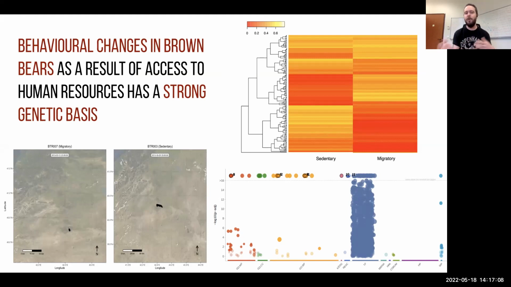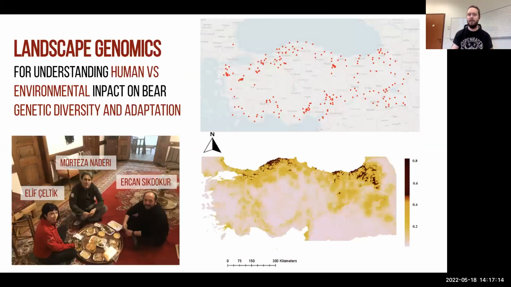So we actually don't know which type of variant, whether sedentary or migratory behavior, is increasing. So we're doing a study to answer that. We're now collecting scat samples from all over Turkey. This study is mostly done by Mortaza Naderi, postdoc here at Koç University, and our master's and PhD students, Elif Çeltik and Ercan Sıkdokular. This last summer, they did an incredible job. They went all over Turkey and collected over 700 scat samples.